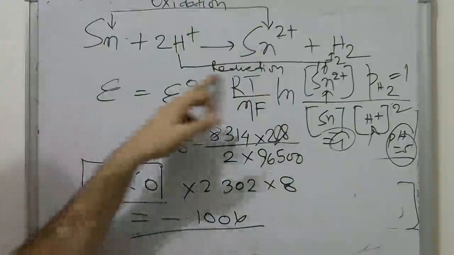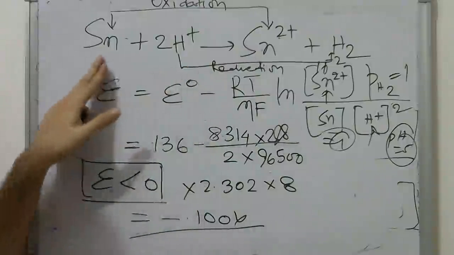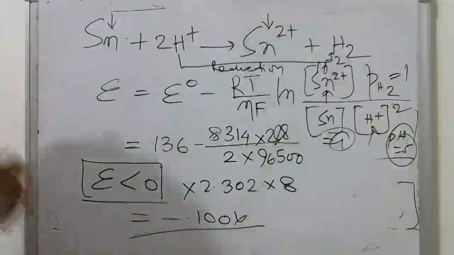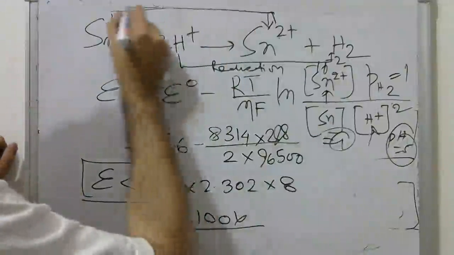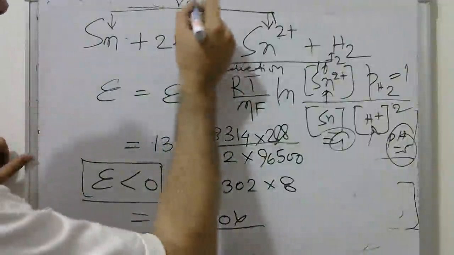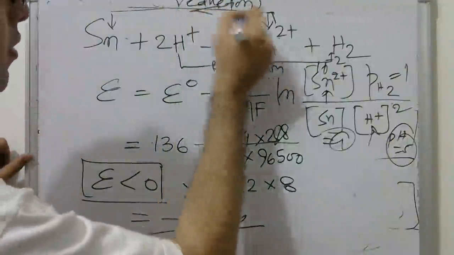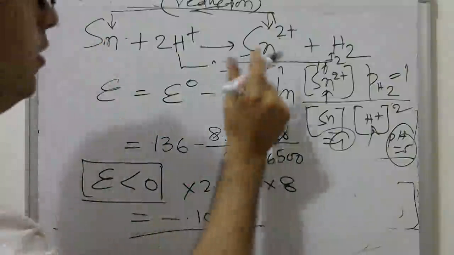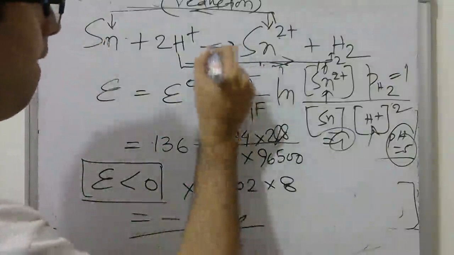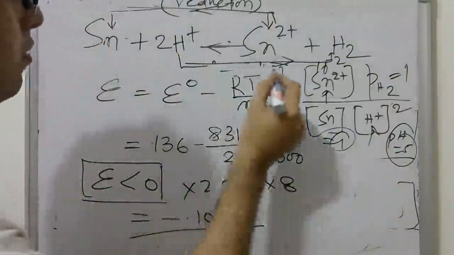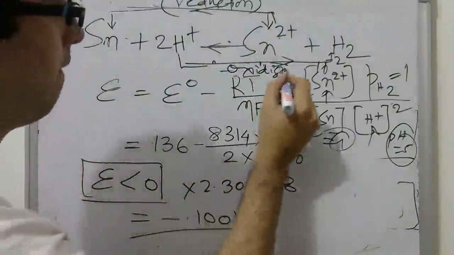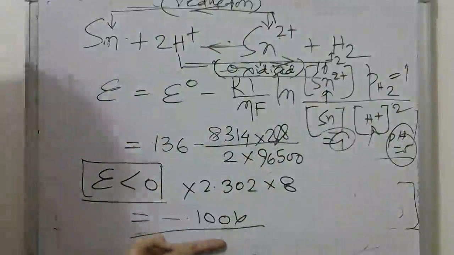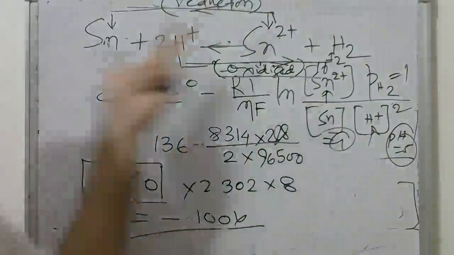Sn2+ getting reduced to Sn is not occurring as written. Instead, the reaction that is happening is this reduction: Sn2+ is getting reduced to Sn, and hydrogen is getting oxidized. That's why E is less than 0. Negative. The reverse is true.